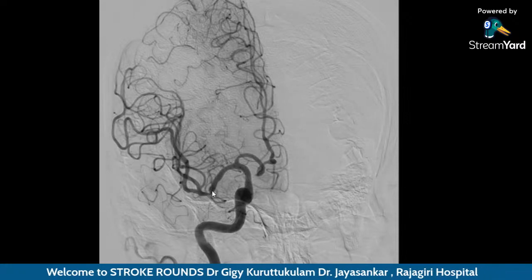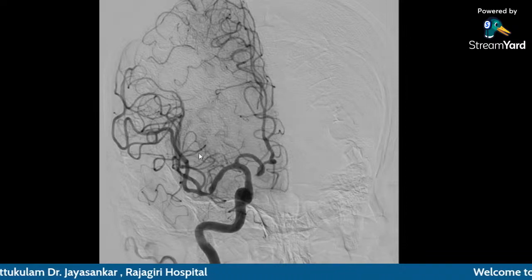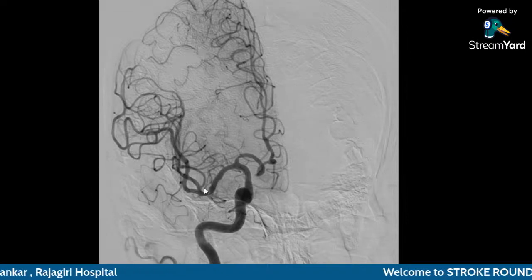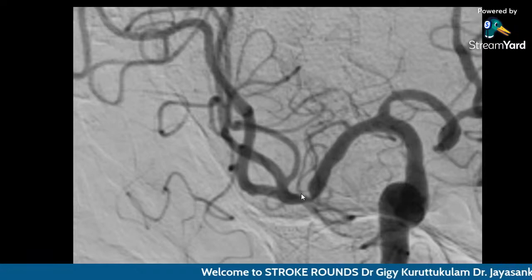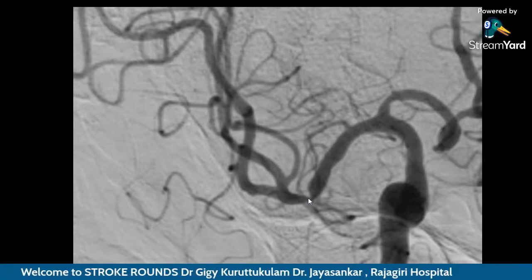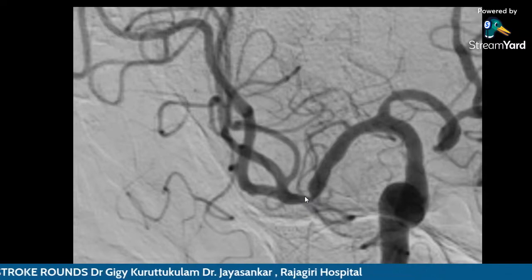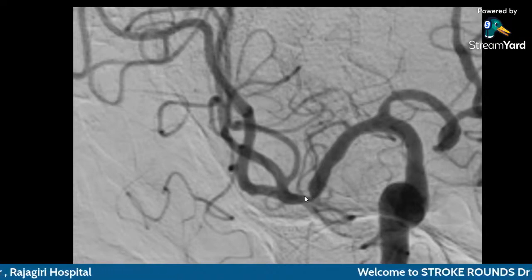Before the bifurcation, you can see a very tight stenosis with a bend. This is almost like a trifurcation, three branches, but the distal vessels look normal. In an enlarged image, you can make out very clearly a smooth atherosclerotic lesion with almost 90% stenosis of the distal M1 before the bifurcation. There is no thrombus, and no features to suggest a dissection.